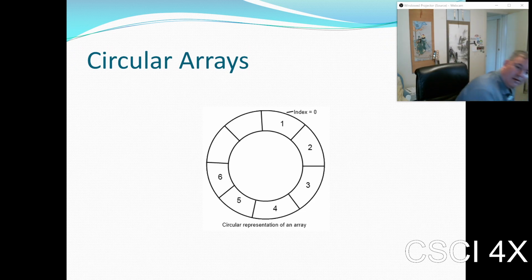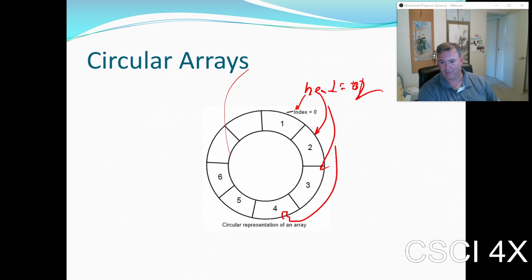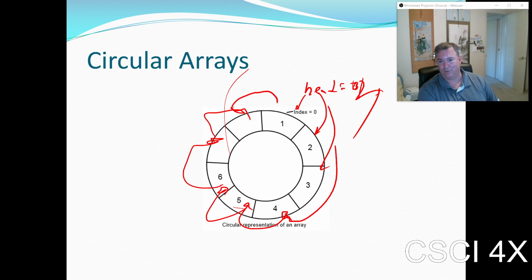right now the index is 0 here. So head is currently equal to 0. And if we pop, head moves to 1. If we pop, head moves to 2. If we pop, head moves to 3. We pop, head moves to 4. We pop, head moves to 5. Pop, head moves to 6. Pop, head moves to 7. Pop, head moves not to 8, it moves back to 0 again.